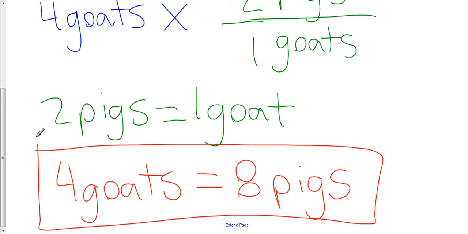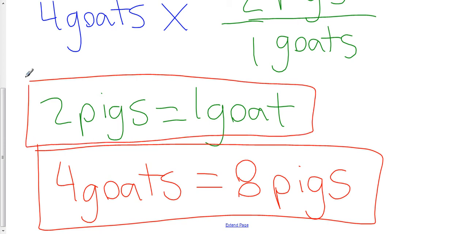So how to actually convert things is rather easy. The difficult part sometimes is coming up with this. Where does this come from? And we'll talk about that in another video.